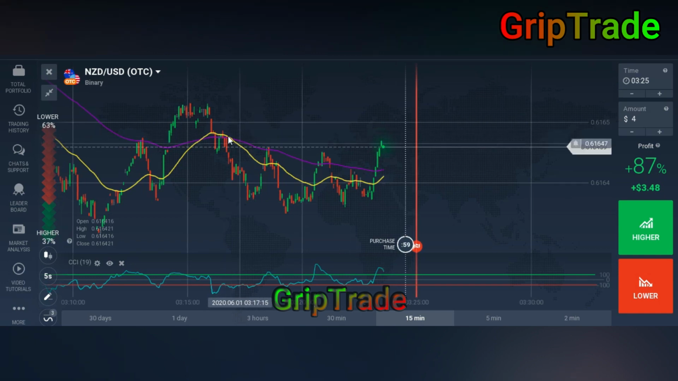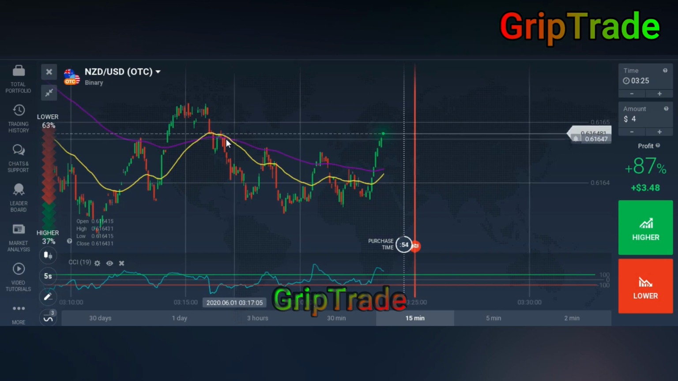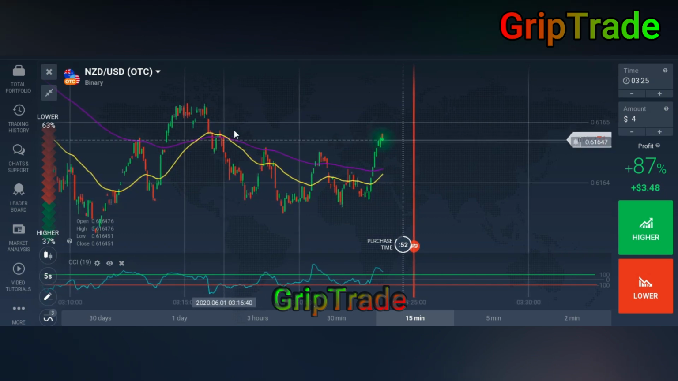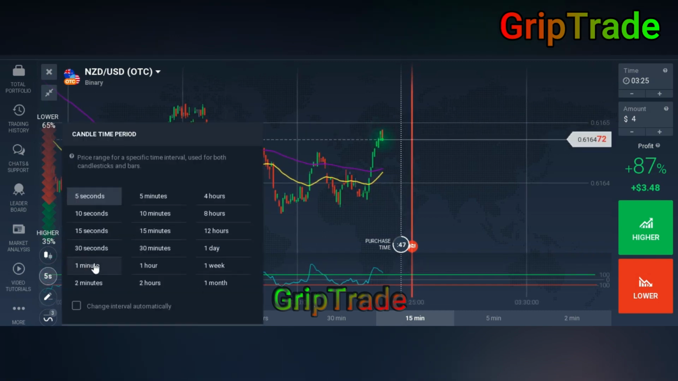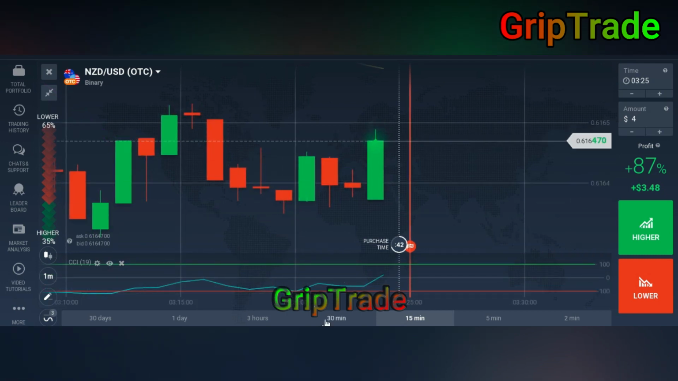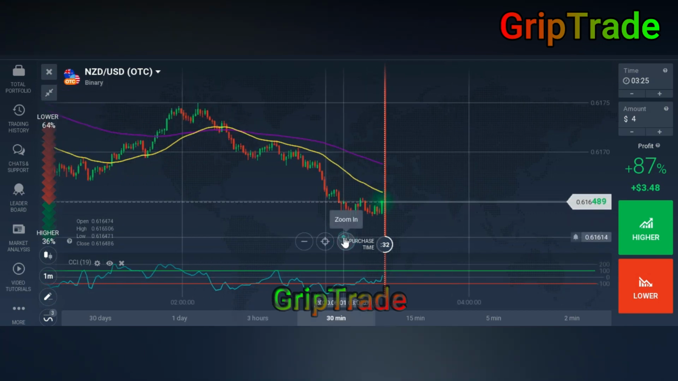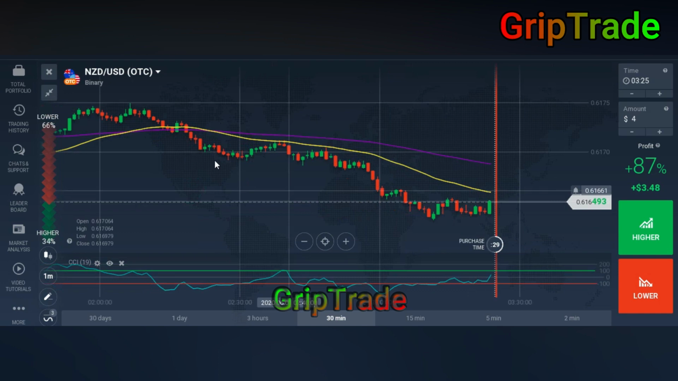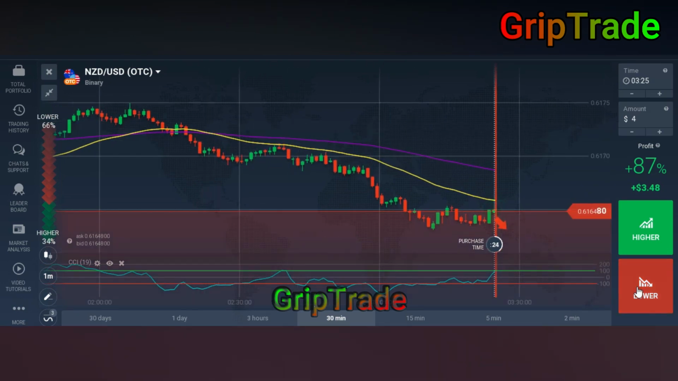Now here you see both the moving averages have intersected each other above the candles, both the lines. So if they intersected each other, the time period is 5 seconds. Okay, now let me zoom out the graph so I give you a signal. There you see it intersected each other above the candles. Let me zoom in a bit. Above the candles. So that's a put trade, lower trade, sell trade, okay?